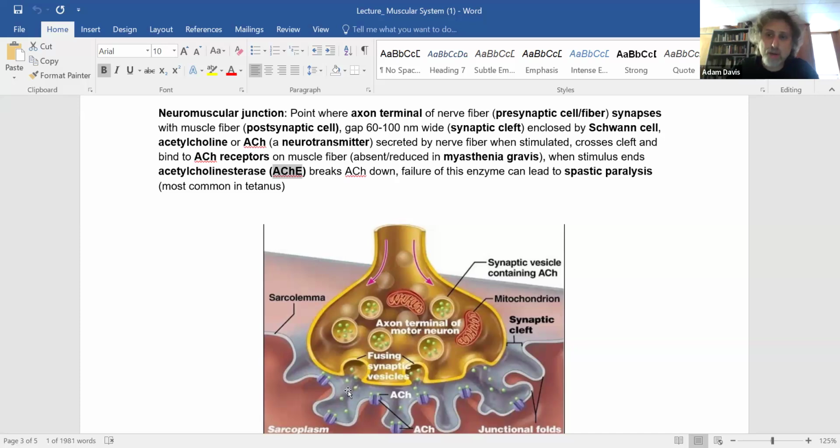This is all very rapid. So when I move a muscle, this all happens really quite quickly. ACh is released, stimulates the muscular action, muscle acts. I stop moving the muscle, ACh stops being released, AChE moves in, breaks down the ACh in the synaptic cleft. The muscle is no longer being stimulated, muscle relaxes. That whole thing takes place within a fraction of a second.